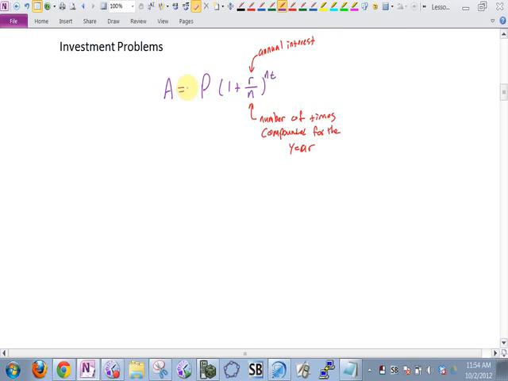So P is how much you initially invest. R is the annual interest rate. N is the number of times you're compounding over the year. And T is the number of years. A is how much money you have after that amount of time. So remember all that? Yeah. Good deal.